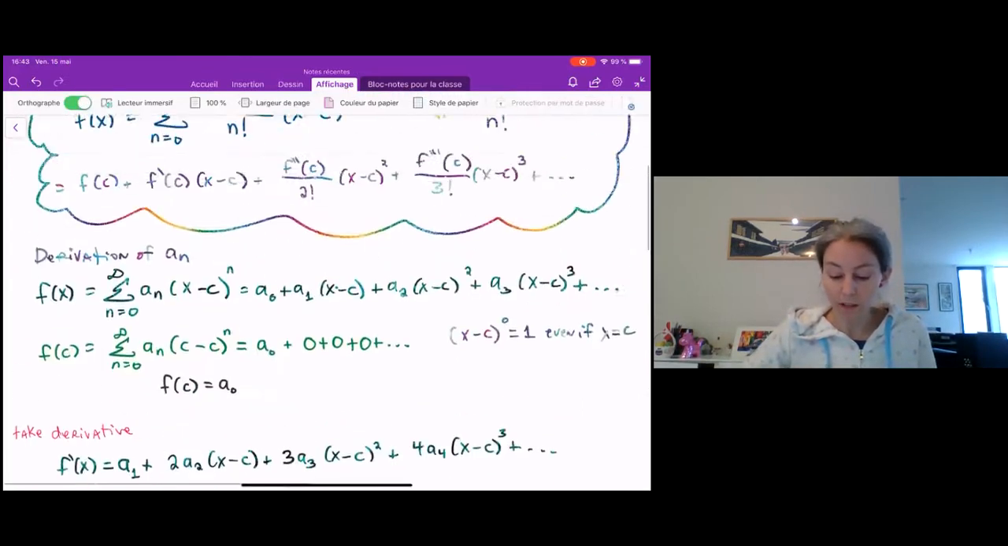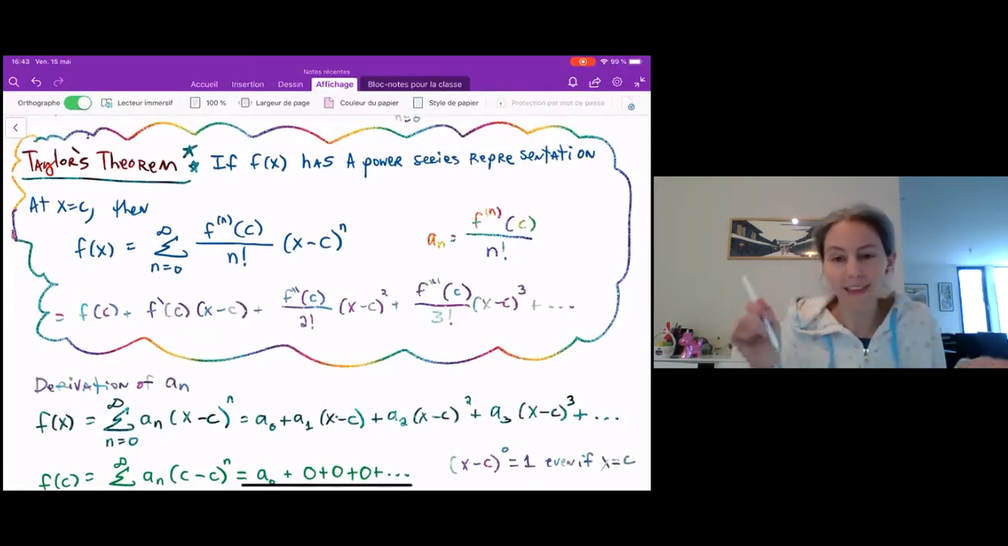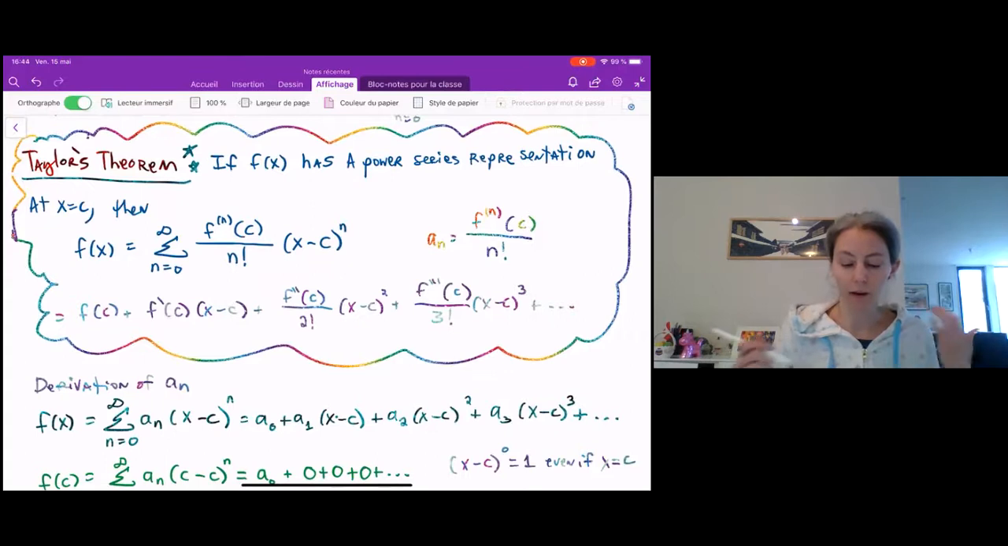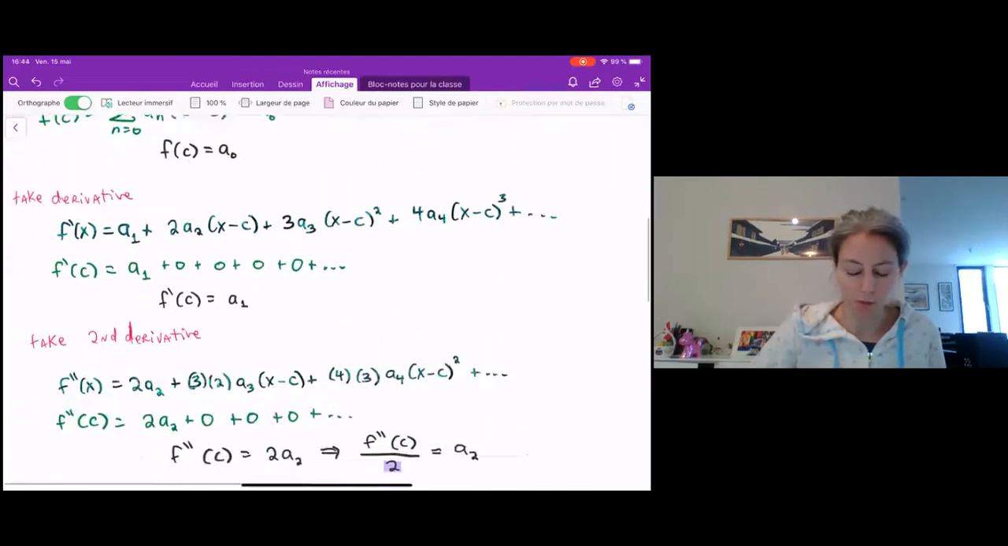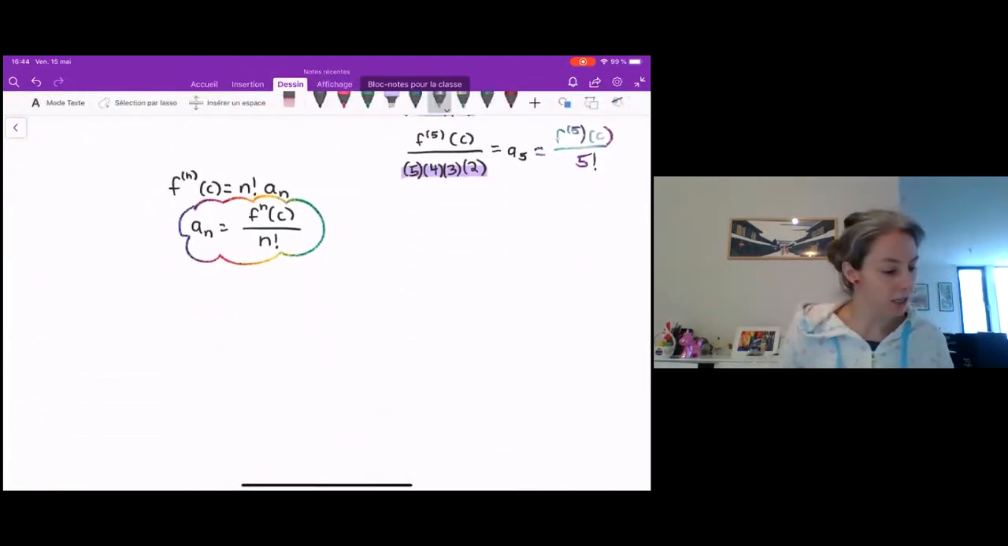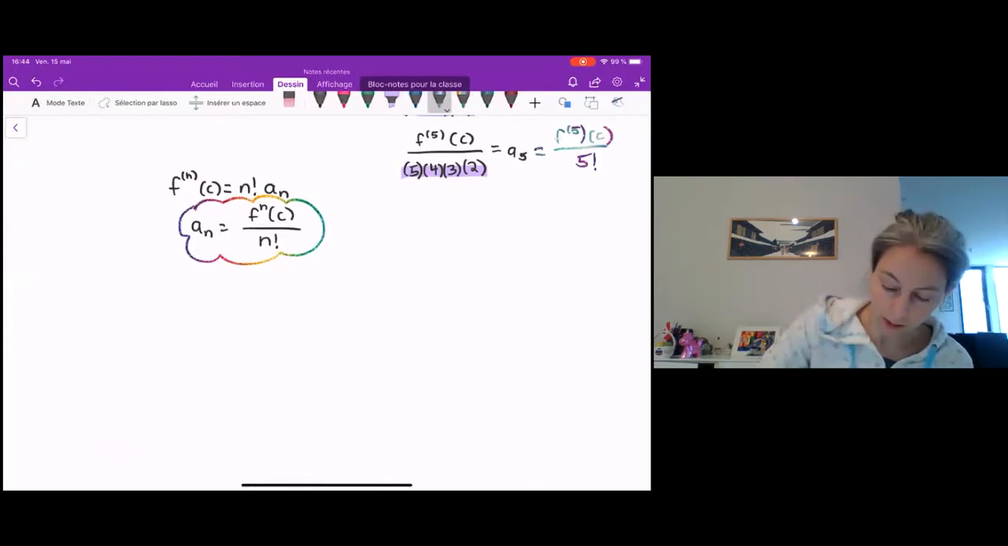So let's go back to the theorem and notice, hey, look, that's the same a sub n that we had in the theorem. And we were able to derive it ourselves just by taking derivatives over and over and over again. So this theorem right here is really important. It gives us a way to write a function as a power series, if that function has a power series representation. So when we do that, that series is called a Taylor series.